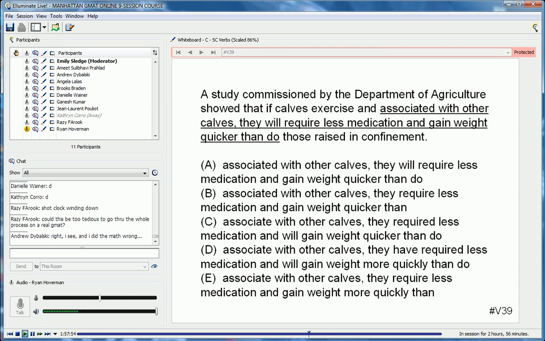Okay, for me the split was 3-2. A and B are associated, C, D, and E are associate. So I got rid of A and B because associated did not match. And then after I did that, I looked at C, D, and E. Then let's see. You got they required, they have required, and they require. They required and they have required does not make sense in this case. So I went with E, which is they require, and that matches everything.